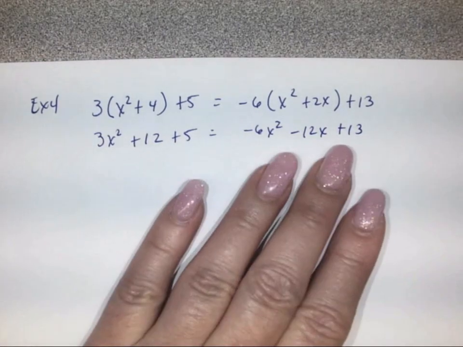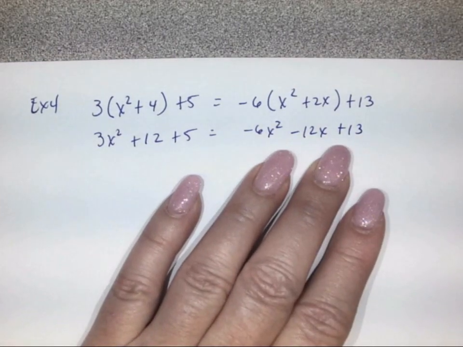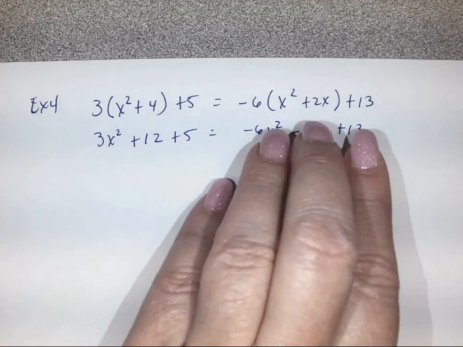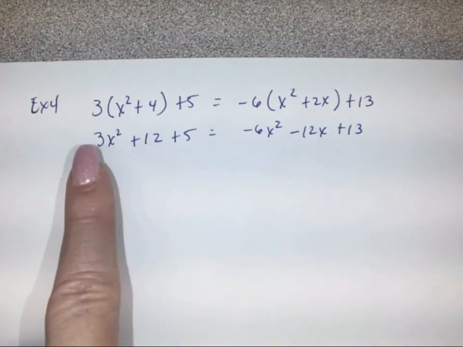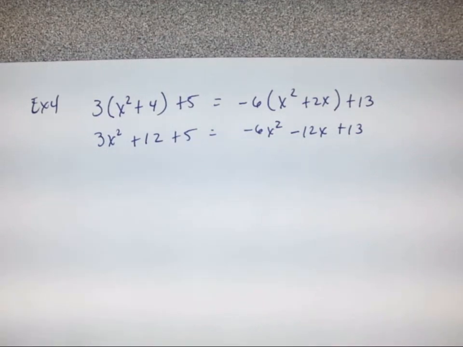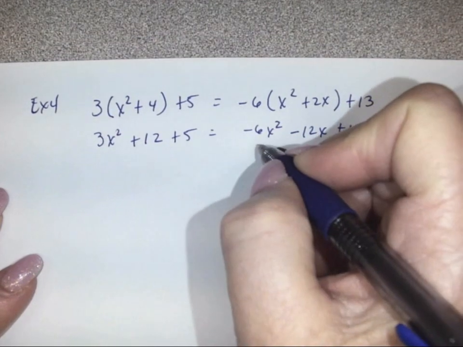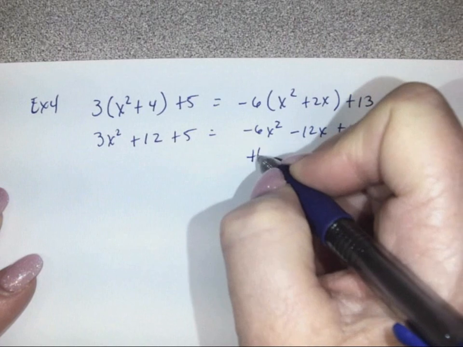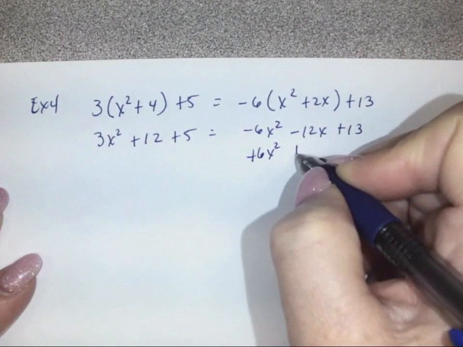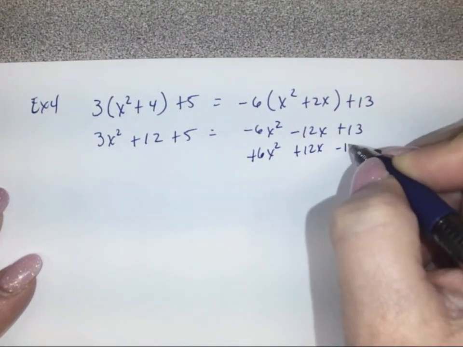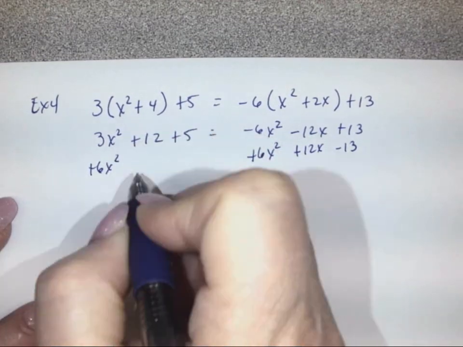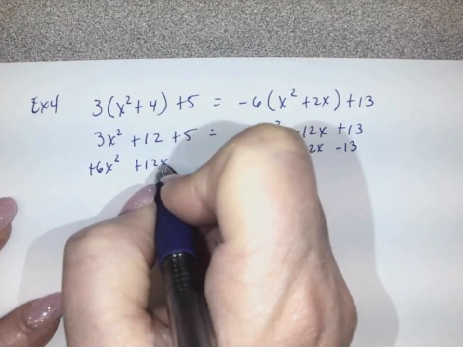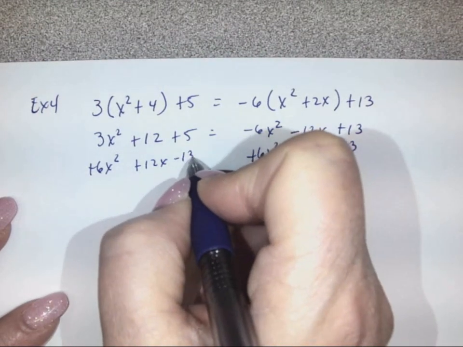Now we need to decide where we're going to move our terms. Remember, it has to be set equal to 0. I'm going to move them all over here because I want positive x squareds because I'm going to have to factor again. So I'm going to do all of this at one time. I'm going to move everybody opposite signs over to the other side. So 6x squared plus 12x minus 13.